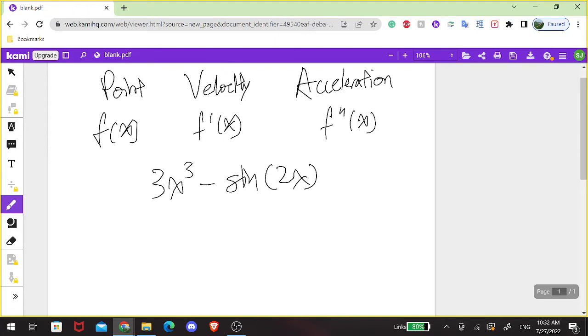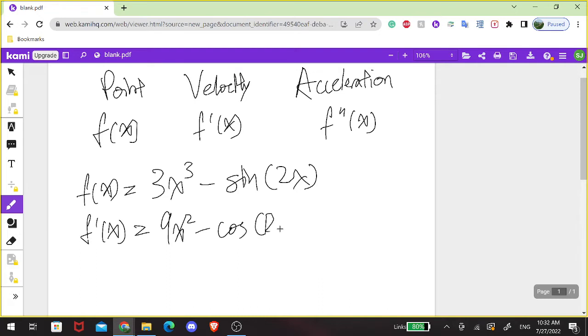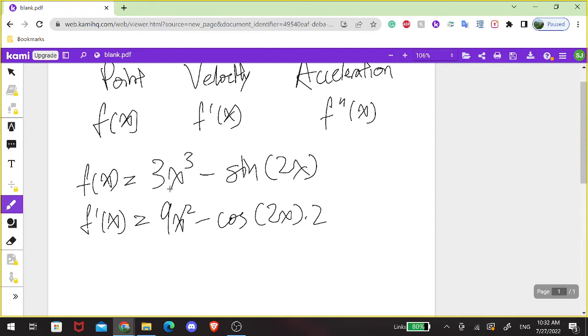So let's think of 3x cubed minus sine of 2x. Okay, let's pretend that's a point. Pretend you're given the curve of some random object and its motion is given in the graph of this. So what's the velocity? The velocity at any given point is going to be the derivative of f of x: 9x squared minus cosine 2x times 2.